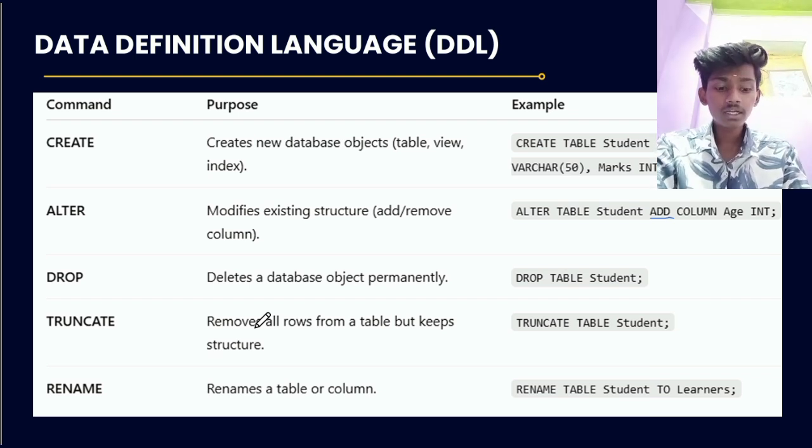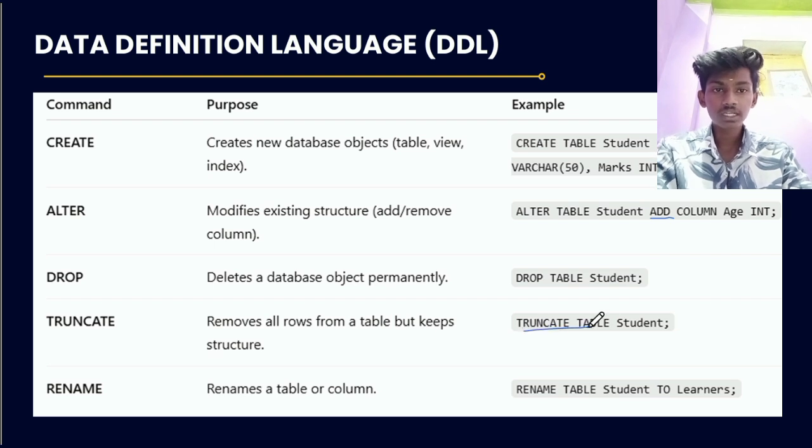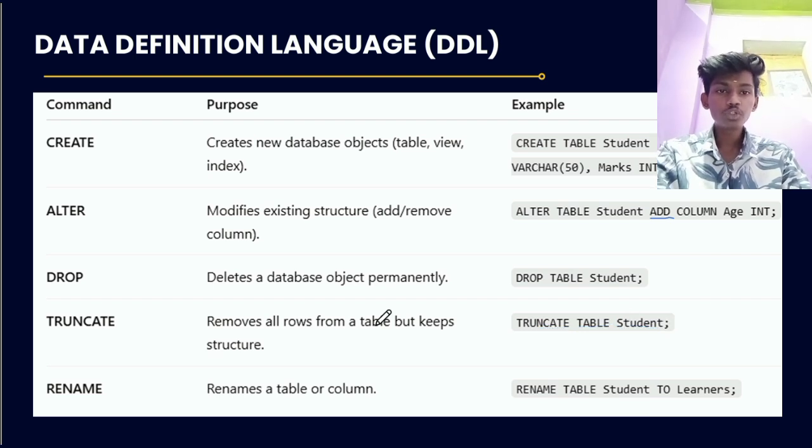Truncate. Truncate removes all rows from the table but keeps the structure of the table. Syntax: truncate table, table name. Truncate is faster than the delete but it cannot be rolled back. Next one is rename. Used to rename a table or a column. Syntax of rename is rename table, old name to new name.